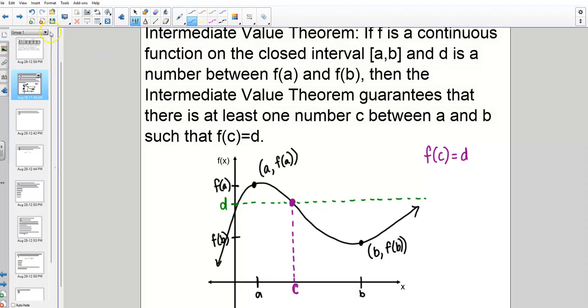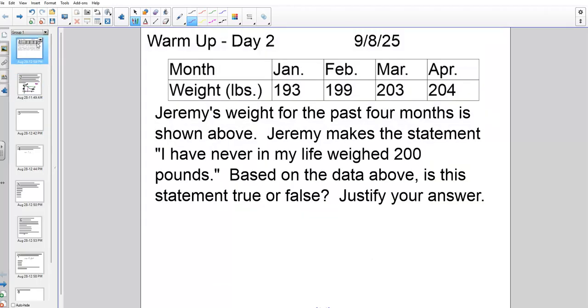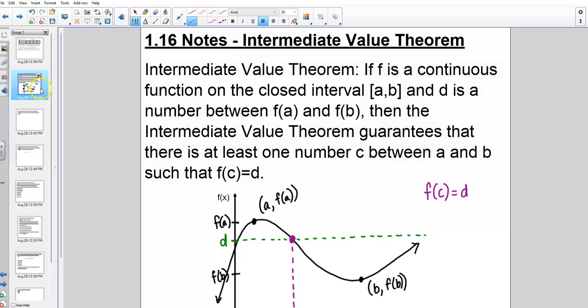If you're thinking about, let's say that after gaining a little bit of weight over the winter, Jeremy goes on a diet and he goes backwards, right? If he starts off at 204 up here and he wants to get back down to 193 where he started, he's got to pass 200, right? So he's got to go past 200 in that case. That's what it's telling you here.